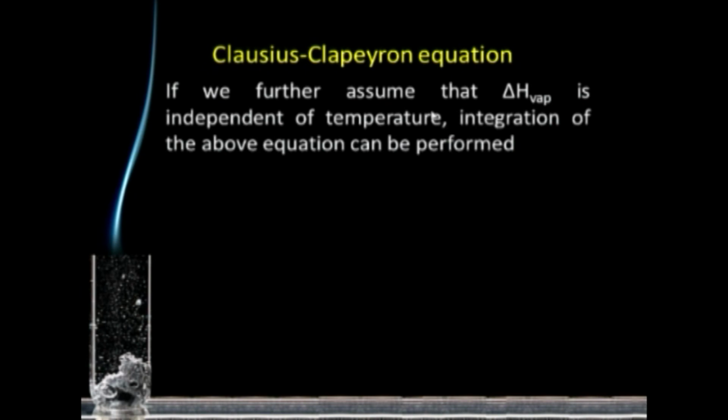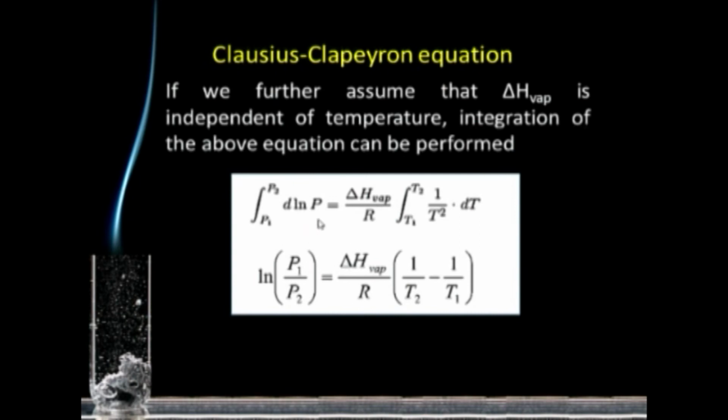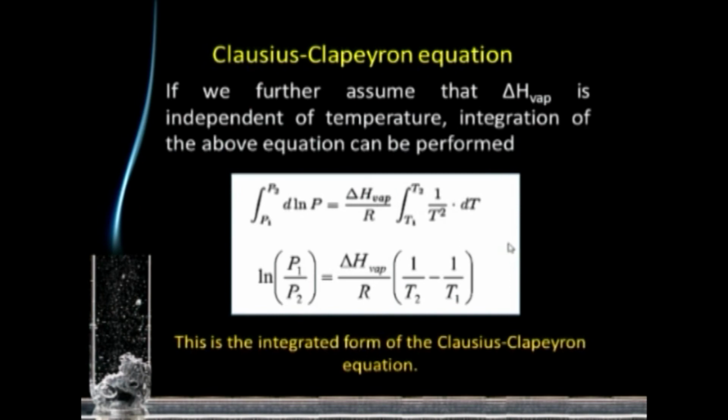If we further assume that delta H vapor is independent of temperature, integration of the above equation can be performed, and we can see here integration of d ln P within the limits P1 and P2 is equal to delta H vapor divided by R into integral 1 upon T square dT between the limits T1 and T2, so that we get ln P2 by P1 is equal to delta H vap by R into (1 upon T1 minus 1 upon T2). This is the integrated form of the Clausius-Clapeyron equation.